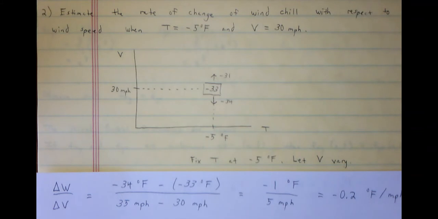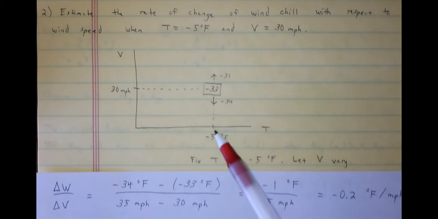So let's estimate the rate of change of wind chill with respect to wind speed when T is -5 degrees Fahrenheit and V is 30 miles per hour. Because we're wanting the rate of change of wind chill with respect to wind speed, we're going to fix T, the temperature, at -5 degrees Fahrenheit and let V, the wind speed, vary.